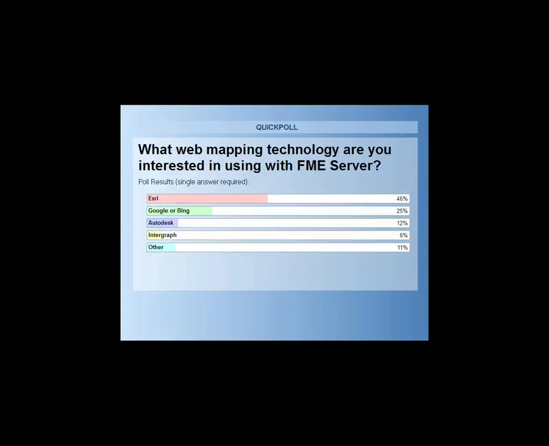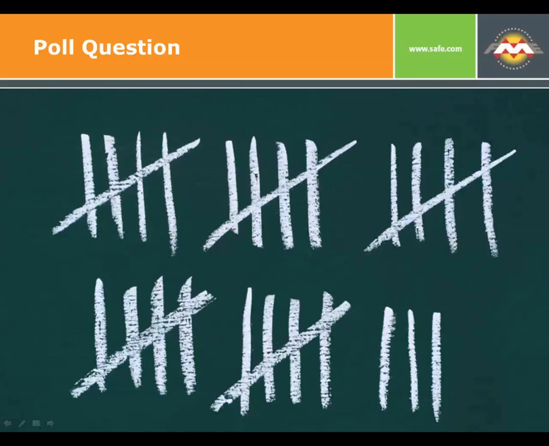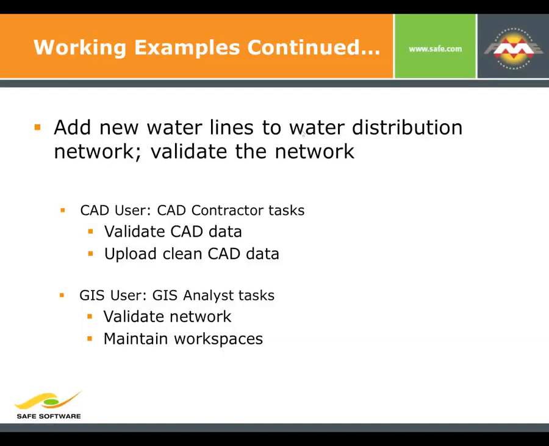Thanks, Steve. Okay, so what we're going to do now is look at our final example, which is the upload and validation example. This is a more involved example. We're going to have a quick look at Workbench. And the scenario is this.